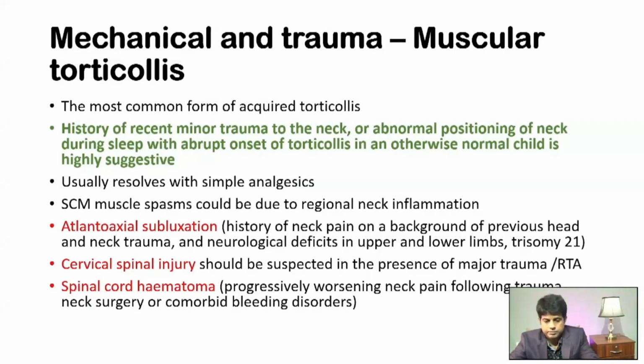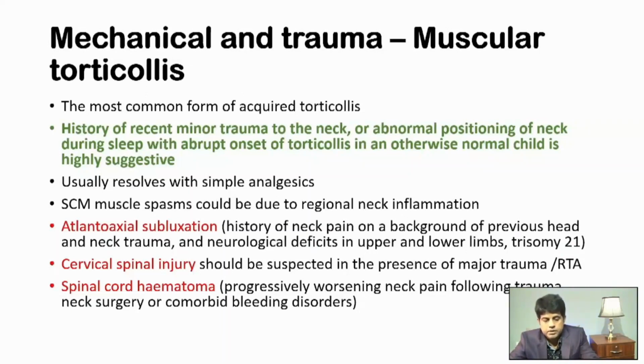which is very abrupt onset. And I'm sure all of you have witnessed or have had this type of torticollis sometime in your life, and it's quite common, and that occurs due to the muscular torticollis. That happens due to the minor injury to the muscle because of the persistent abnormal positioning of the neck during sleep. And this type of muscular torticollis usually resolves with simple analgesics alone.